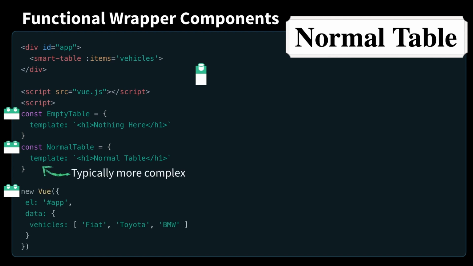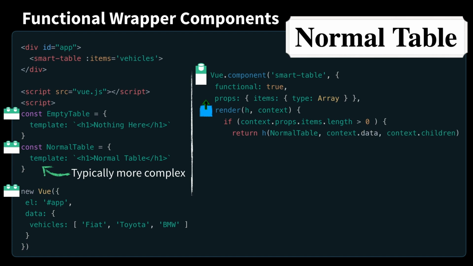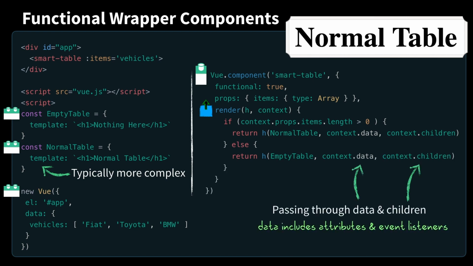Our root instance simply has our vehicles. Now I'll declare our Smart Table component and set it as functional. We'll expect to receive an items array as our prop. We'll then declare our render function, where we'll check to see if items length is greater than 0. If it is, we'll return normal table, passing through our component data and our children. Otherwise, we'll simply render empty table. It's worth noting here that we're passing through data and children, but data also includes attributes and event listeners. It's not just our vehicle data.